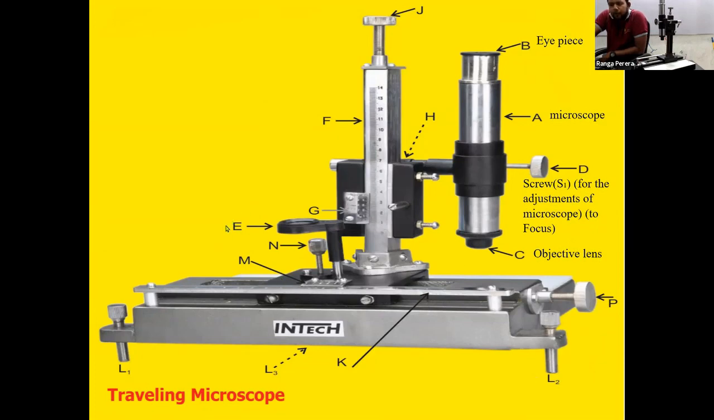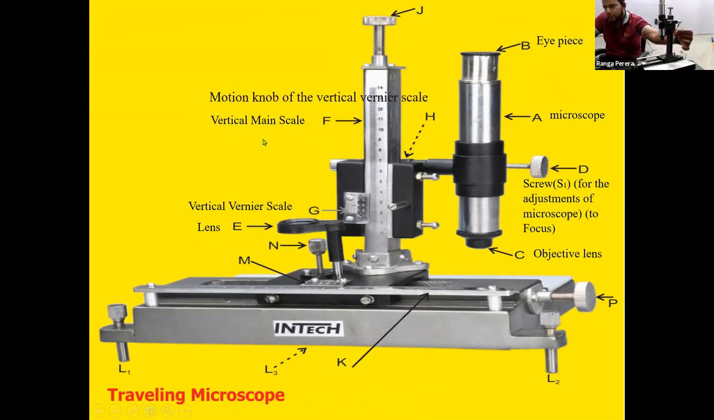E is here. Can everyone see my cursor? Okay. E is a lens. F is the vertical main scale. G is the vertical vernier scale. H is this particular screw, the motion knob of the vertical vernier scale.